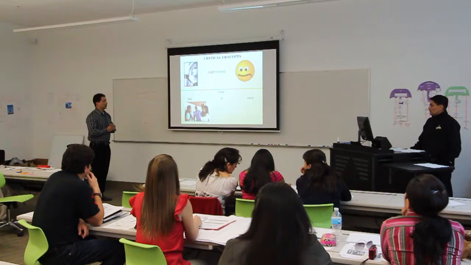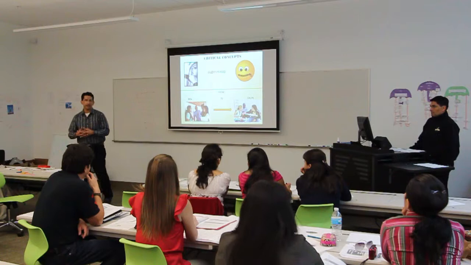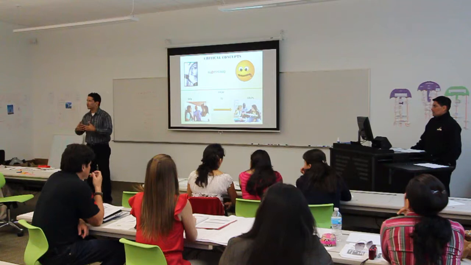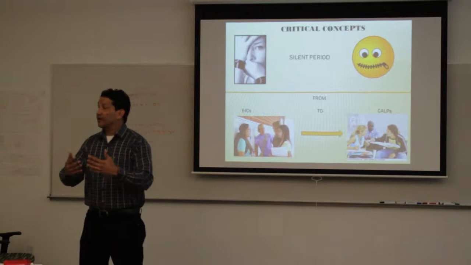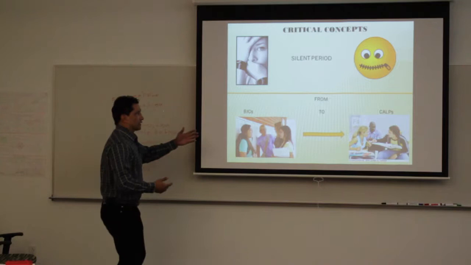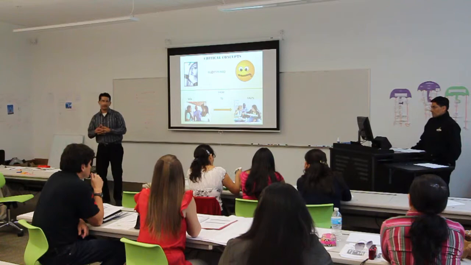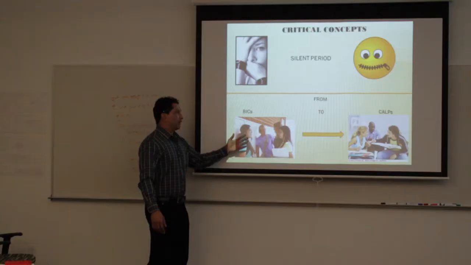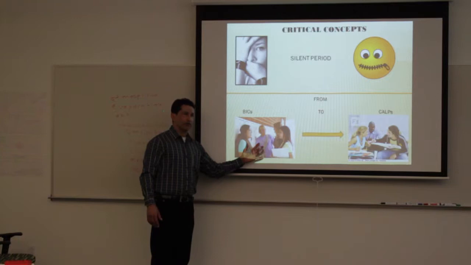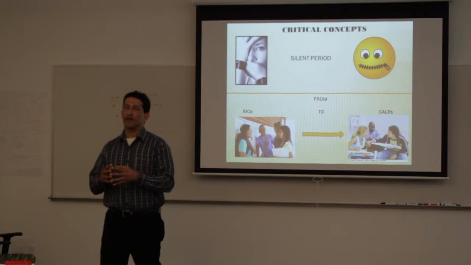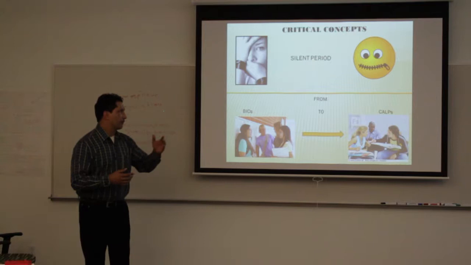The BICS, as we know, is the language that we use when we're talking with our friends. It's not based on a content, it is based on what we want. Sometimes we want to make a joke, sometimes we want to talk about something very interesting. We have something in common. So it's not so scientific, it's not so cognitive and academic as CALP. So our mission as teachers should be to develop from the BICS that our students have when they talk with their friends to they achieve CALP, which means that they must be able to talk in a content and in academic environment.